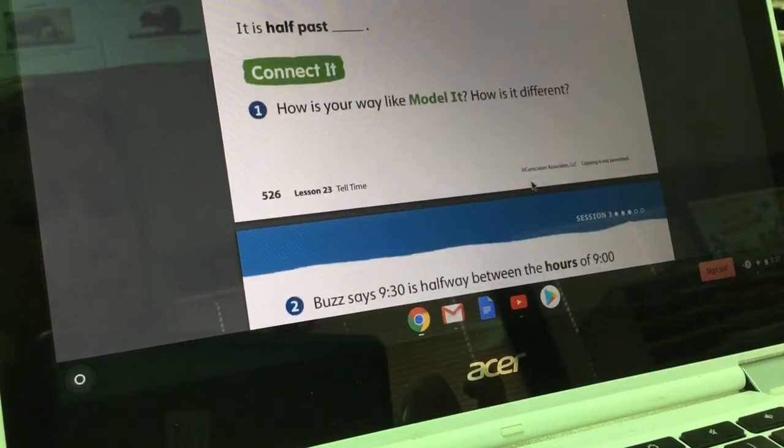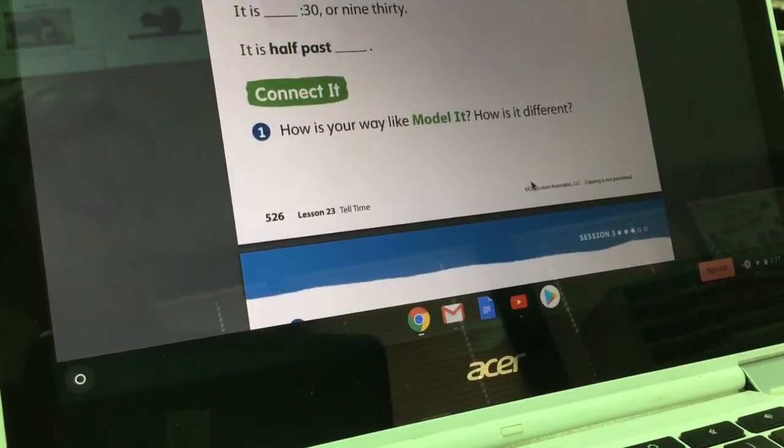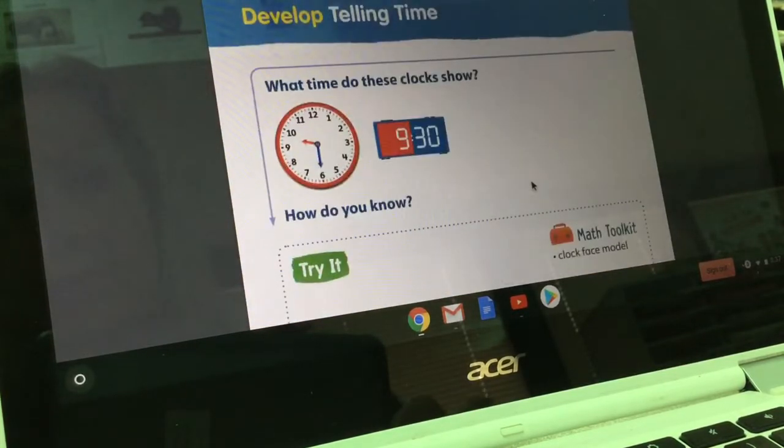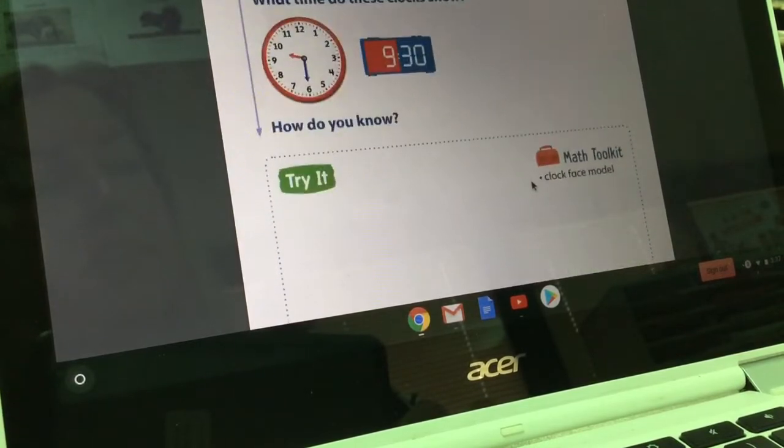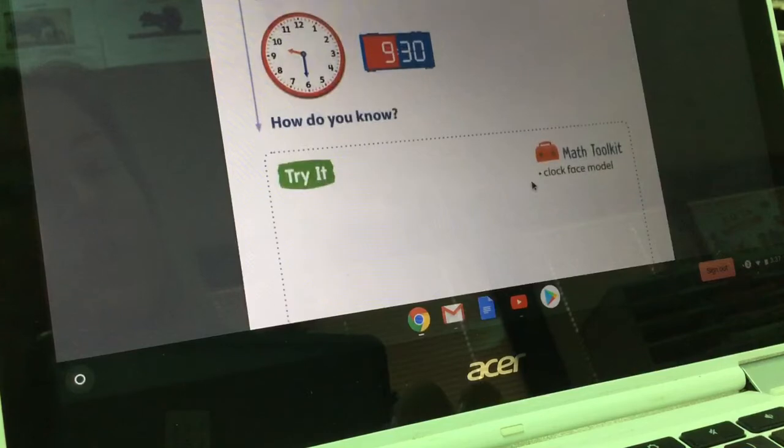Okay, connect it. How was your way like Model It? How was it different? Take a minute to think about that. Let's go back up to Try It. And in our discussion, we had said that the time on the clock was 9:30. We really didn't talk about it too many different ways. Maybe we said 9:30, but we focused on the hour hand, the minute hand. We called this time 9:30.